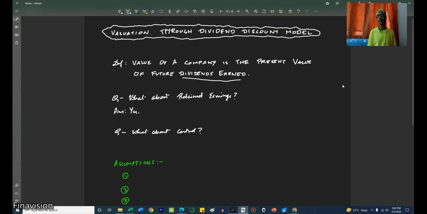So we will write the answers here. What about retained earnings? Yes, dividends do reflect the retained earnings in the long term. They reflect the growth due to retained earnings in the long term.